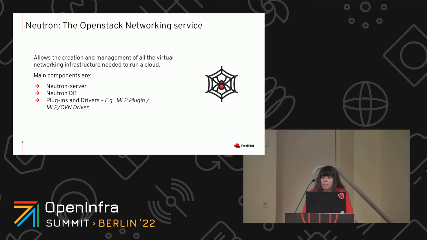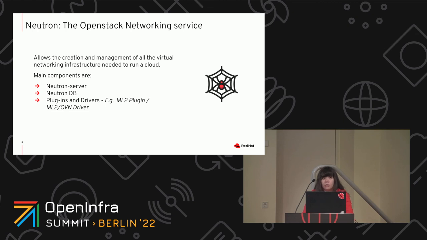The main components in Neutron are the Neutron server that gets all the API calls to the service itself, and the Neutron DB that has all the information about the networks that we defined, because since we have software-defined networks, we need to save the state and the definition of all the routers, the networks, the subnets that we create, and also the plugins and drivers.